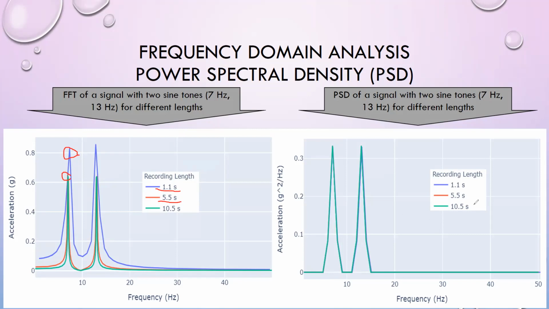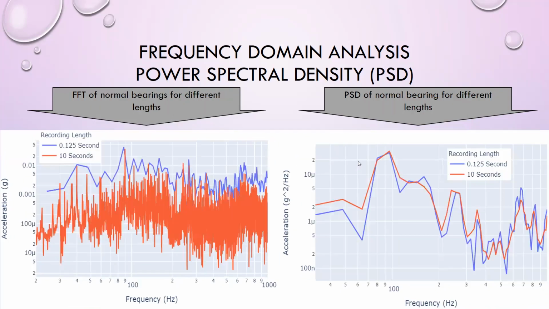But here in PSD, by changing the length of your signal, the results are the same, and all of them have the same peak with the same position. So this is one of the most important advantages of a PSD analysis. When you use it in a system, you can see that by changing the length of your signal, you can get the same results.